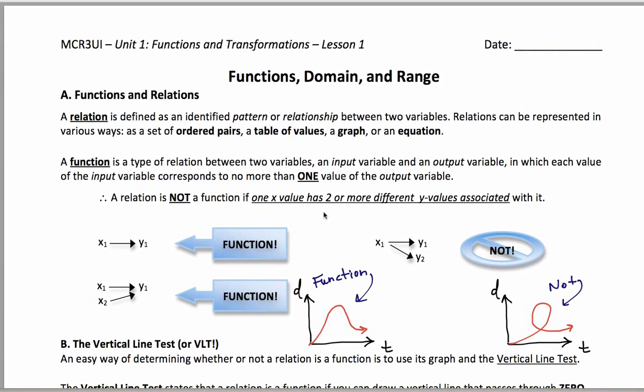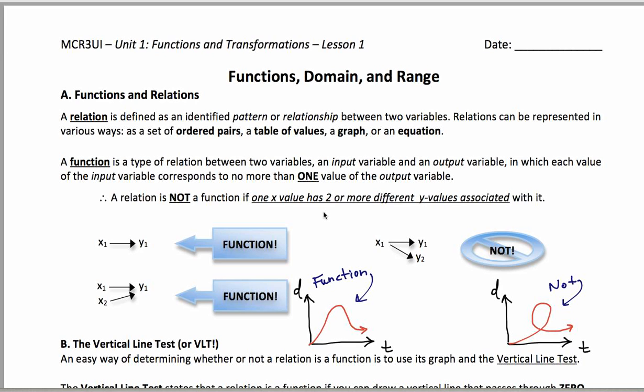We're going to look at Lesson 1 in Unit 1, Functions and Transformations. We're going to start today by looking at three key concepts that will help us work with functions. First of all, what is a function? And then how do we describe the space that functions occupy on a grid? We use domain and range to describe the space that the functions occupy on the grid.